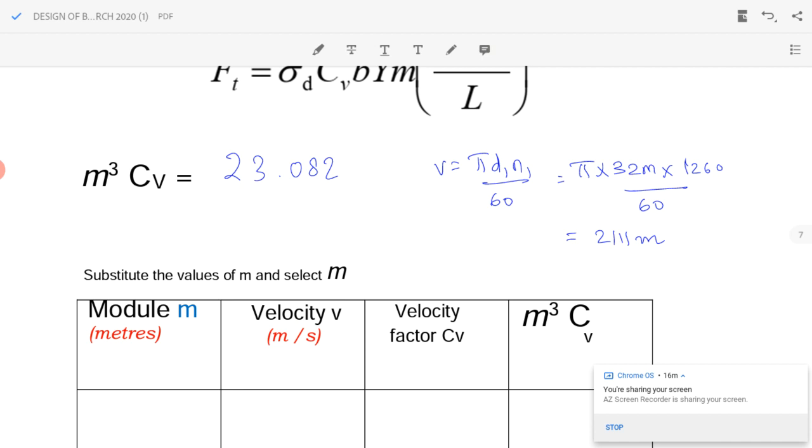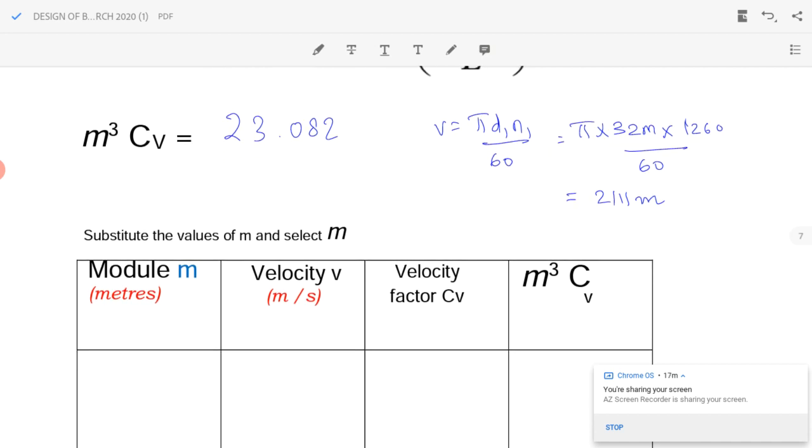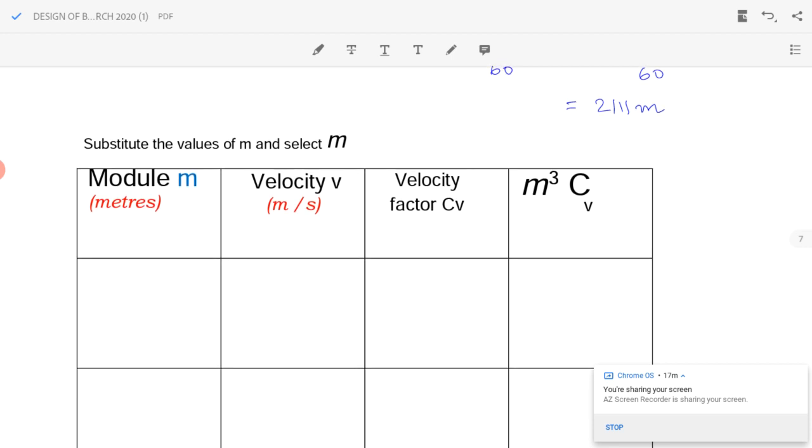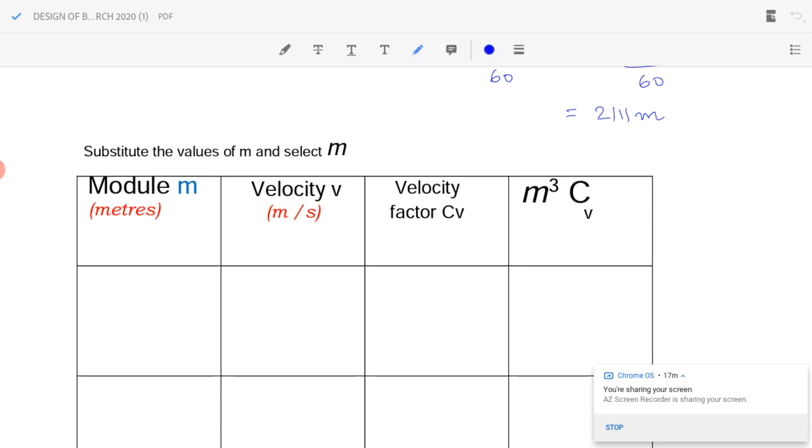Now we start with the interesting step, that is the module, how to find the module. We substitute all those values in the module, in meters, so my equation is velocity equal to 2111 m. I will start with 2 mm. Since our module should be in meters to find the velocity in meters per second, module will be equal to 0.002 meters. So velocity will be equal to 2111 into 0.002 equal to 4.22 meters per second.